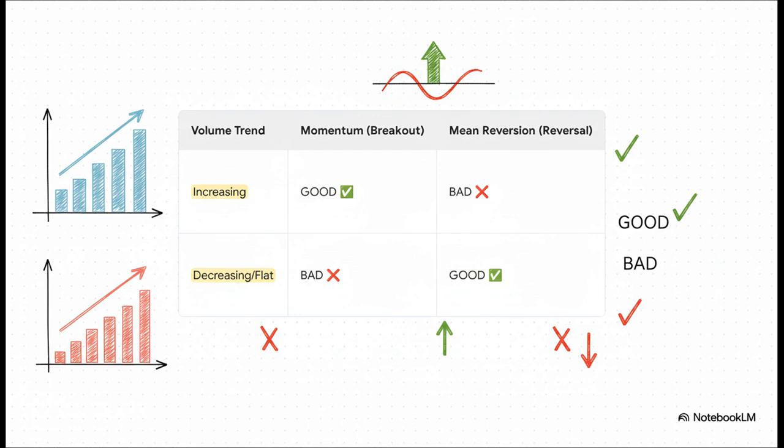It's that simple. When you see volume increasing as price approaches a level, think of it like fuel being poured on a fire. It shows conviction. That's fantastic for a breakout, for a momentum trade. But if you see volume drying up and getting flat or decreasing, that's a sign of exhaustion. The move is running out of gas. That is the perfect setup for a reversal, a mean reversion trade. The key is, what's good for one is terrible for the other.